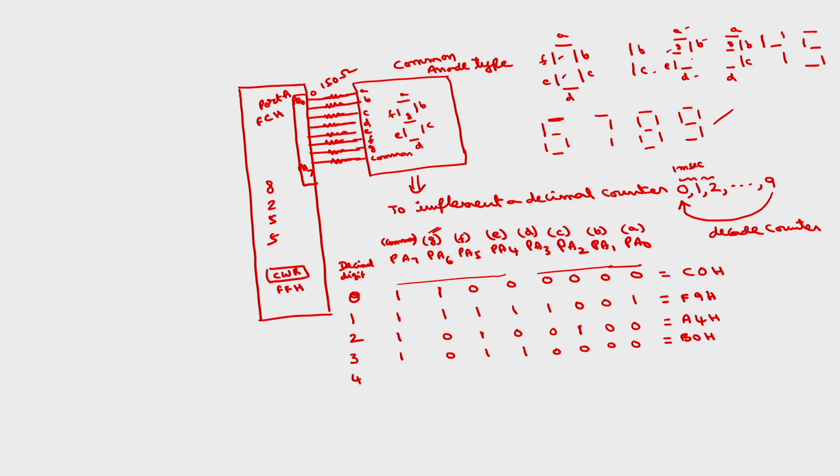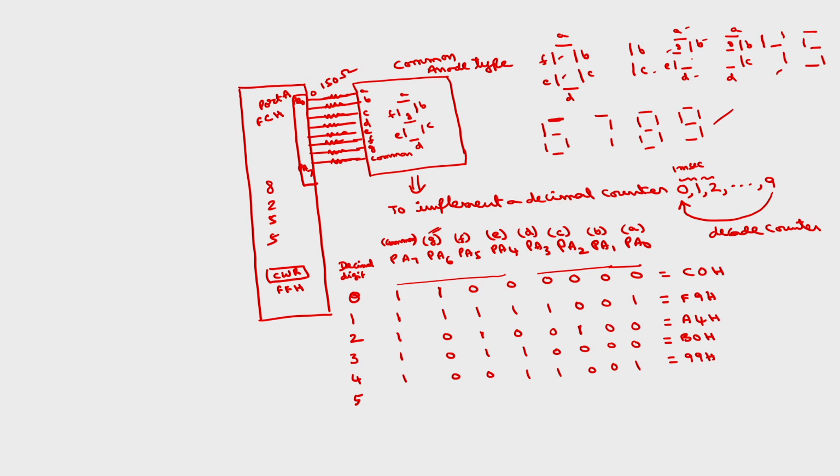Corresponding to 4, I want this 4. So, what are the segments? Segments are B, C, F and G. B, C, F and G should be 0, remaining all are 1s. So, what will be the code? 99H.